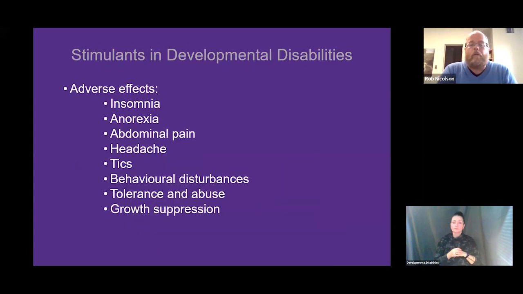And we know the side effects of stimulants are commonly known. The most common ones being insomnia, so difficulty falling asleep, and then anorexia or reduced appetite, particularly at lunchtime.